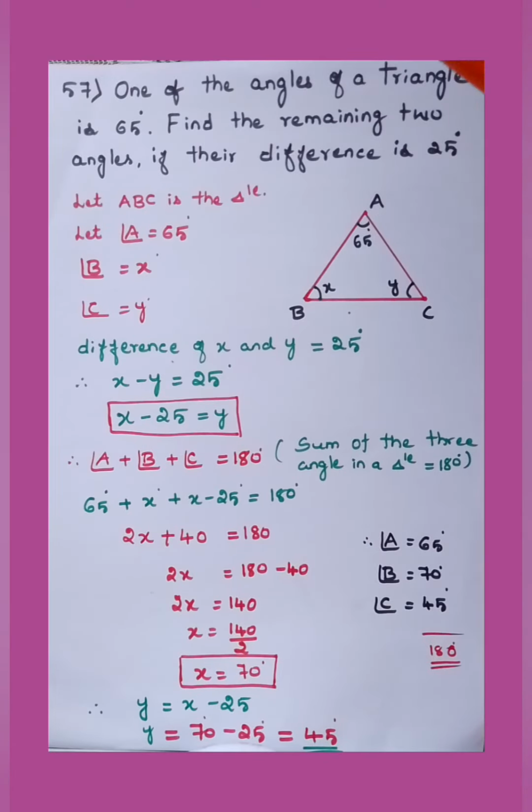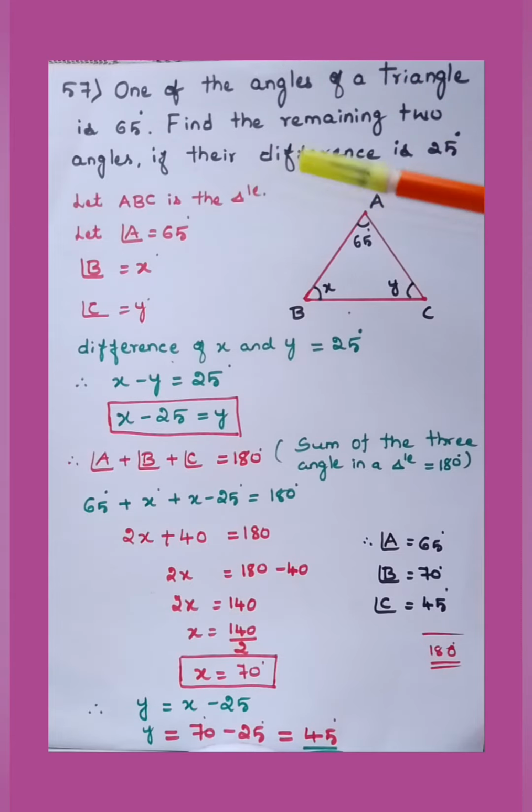Next question, 57. One of the angles of a triangle is 65 degree. Find the remaining 2 angles if their difference is 25 degree. So this kind of question, if it is asked for triangles, you just draw a rough diagram, that is an assumption triangle. That will give you an easy way to go ahead with the solution.